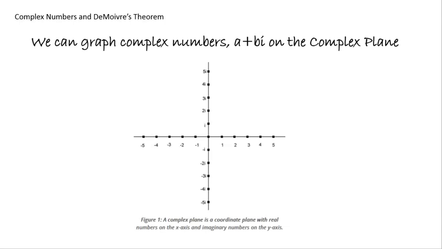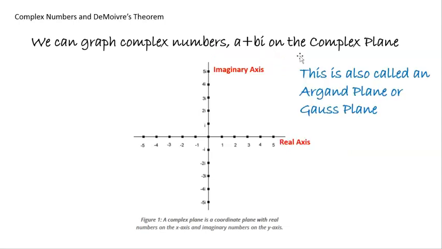That is your real values, okay? Whereas this is your imaginary values. So it's like the y-axis is the imaginary and the x-axis is real values. Okay, this is also called the Argand plane. You may see the term Argand diagram, and that's when you graph complex numbers in an XY axis. It's also called the Gauss plane.